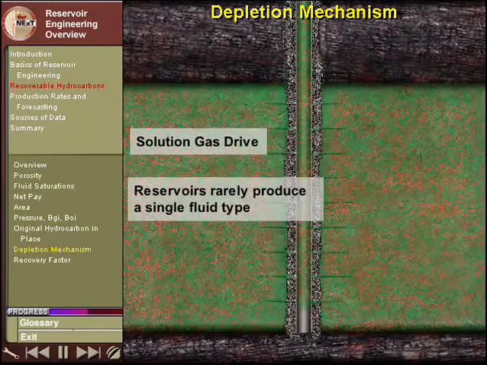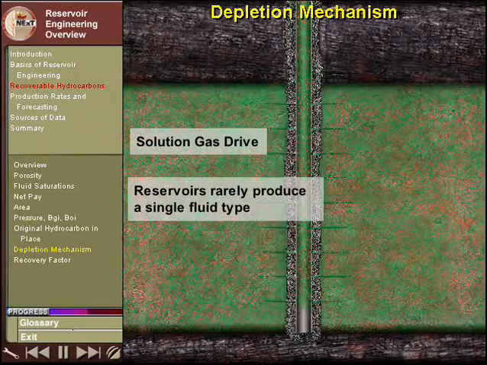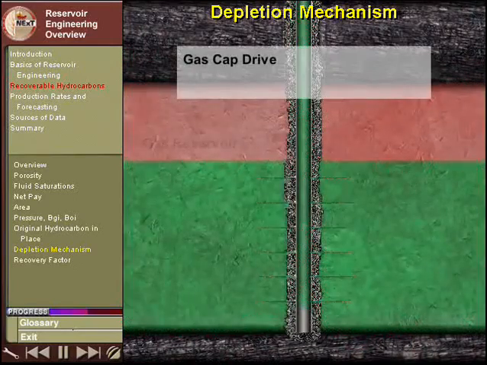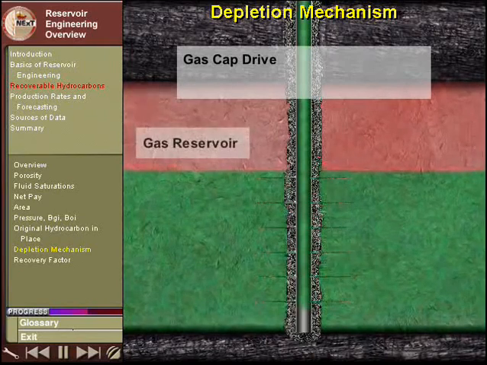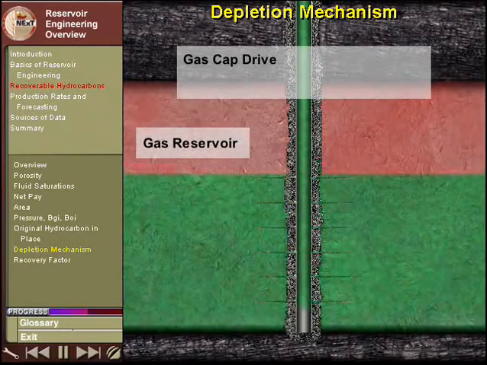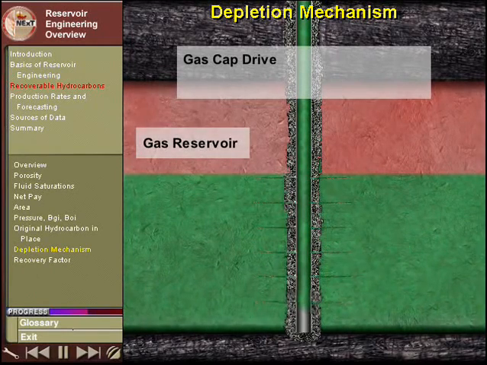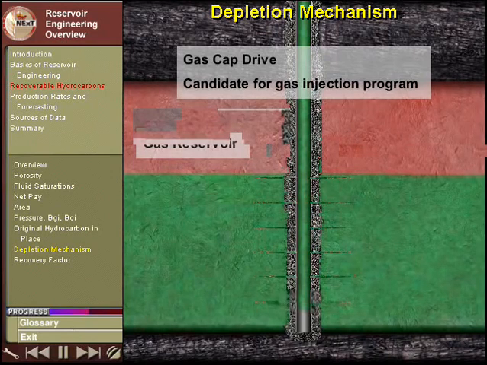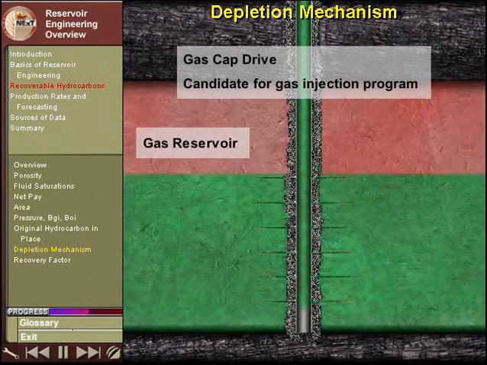Solution gas drive oil reservoirs are driven by the gas that comes out of solution as the pressure drops. Gas cap drive oil reservoirs produce by gas cap expansion. The expanding gas cap helps maintain pressure as the oil is produced. Recovery from gas cap drive oil reservoirs is often enhanced through gas reinjection programs.